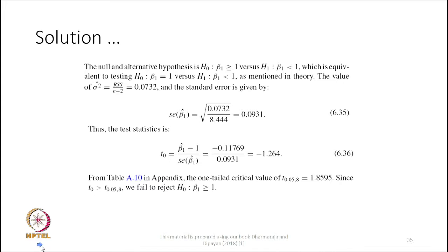Since your null hypothesis is beta 1 greater than or equal to 1, it is a one-sided test. So, you follow similar methods to what I said earlier, follow all the 5 steps, and you can conclude whether to reject or not to reject the null hypothesis. So, here the conclusion is we fail to reject the null hypothesis.